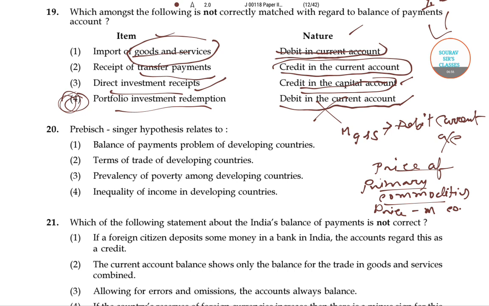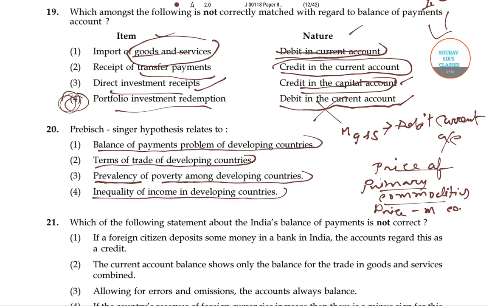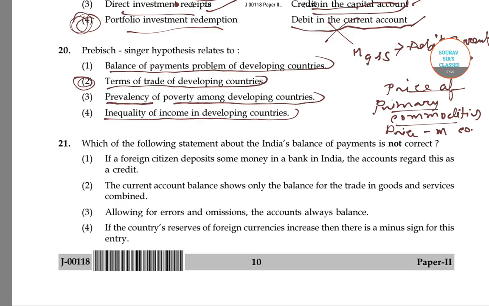So we have 4 options: balance of payments problem of developing countries, terms of trade of developing countries, prevalence of poverty among developing countries, and inequality of income in developing countries. For question number 20, we know the right answer is terms of trade of developing countries. Now we'll go straight to question number 21.